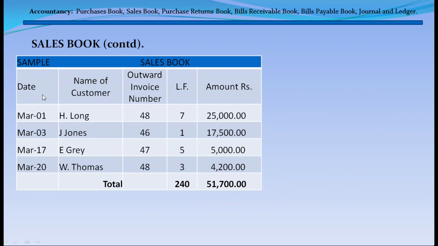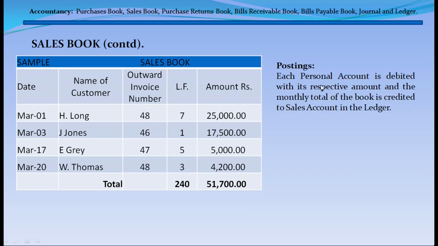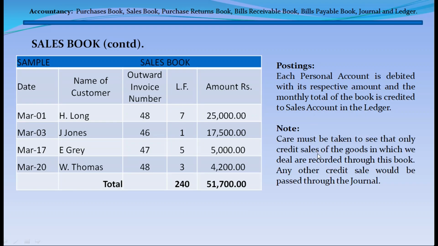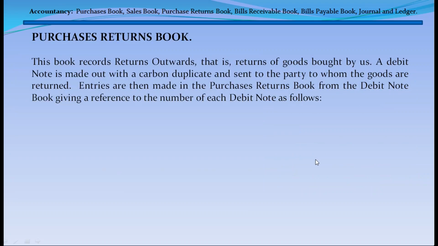This contains date column, name of customer column, outward invoice number column, ledger folio column and amounts column. Each personal account is debited with its respective amount and the monthly total of the book is credited to sales account in the ledger. Care must be taken to see that only credit sales of the goods in which we deal are recorded through this book. Any other credit sale would be passed through the journal, and cash sales are recorded through cash book and bank book.